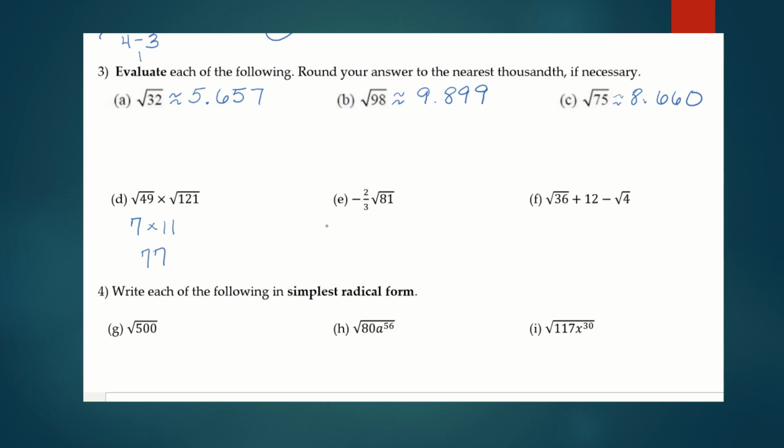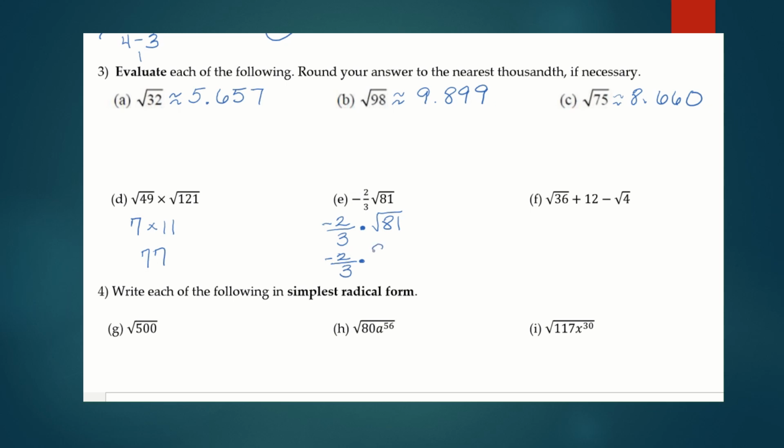Looking at E, negative 2/3. Remember, this means negative 2/3 times the square root of 81. 81 is a perfect square. What two numbers multiplied together give us 81 that are the same? 9. 9 times 9 is 81. And if you don't memorize that, that's okay. You have your calculator to help you out.